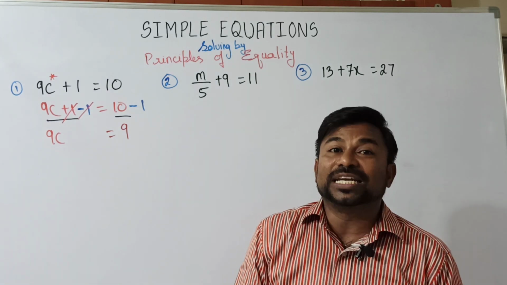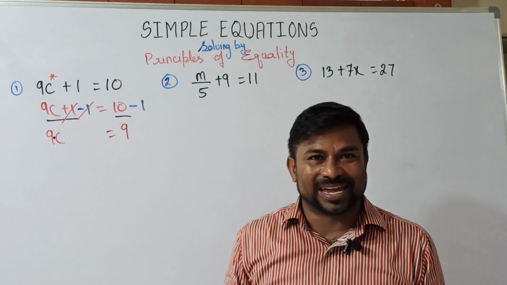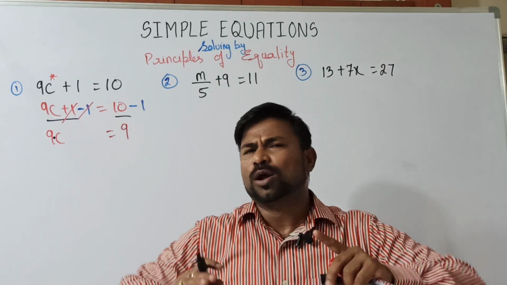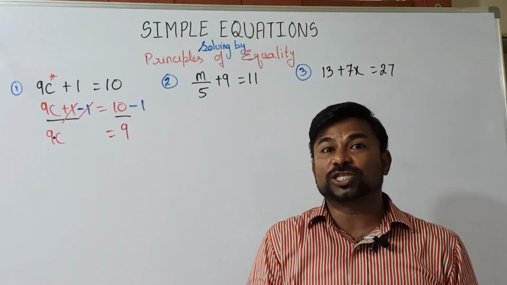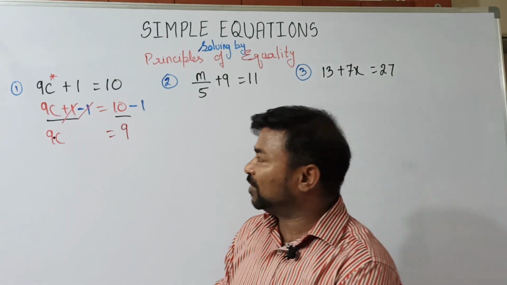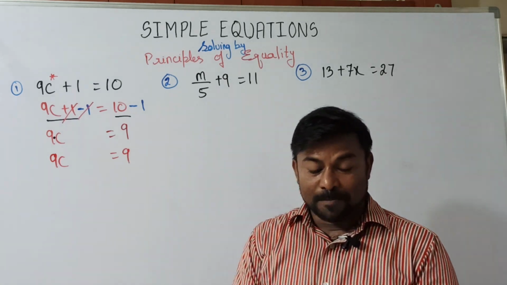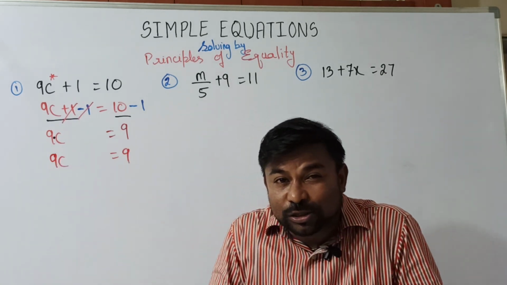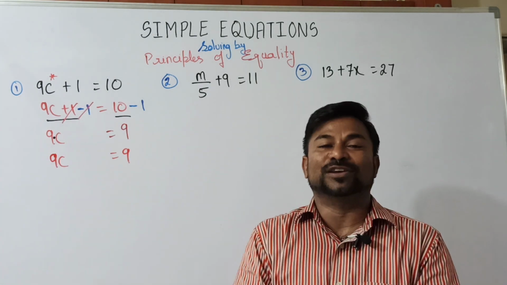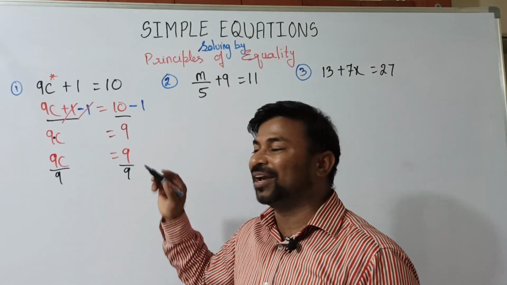9c: what is it doing? It's multiplying. What is the opposite of multiplication? Division. So the trick is, whatever the question is, 9c, you write it down. But what is the opposite of multiplication? Division. Divide both sides by 9.